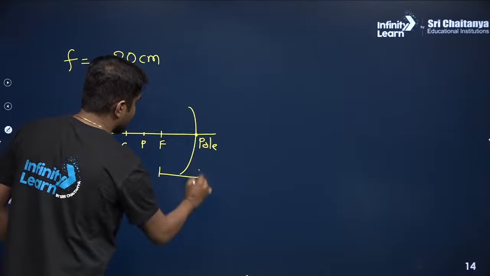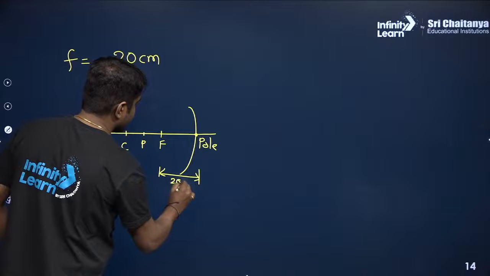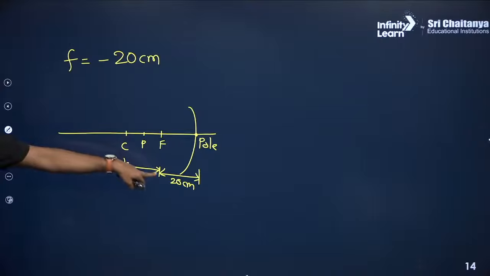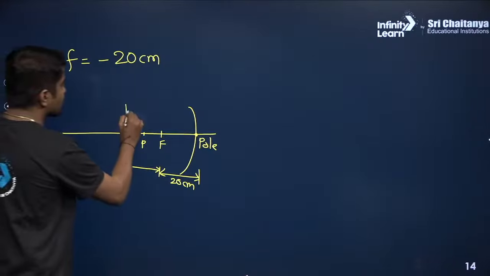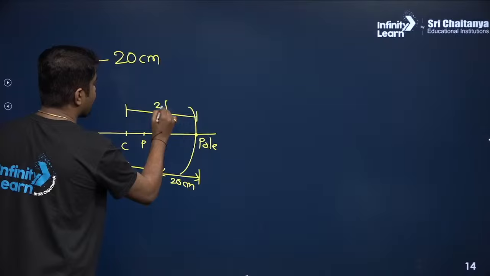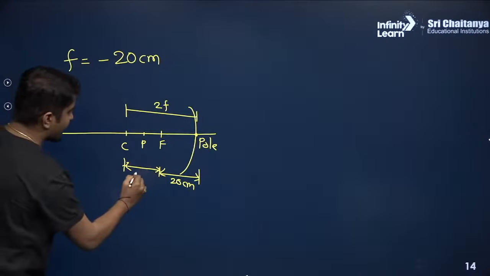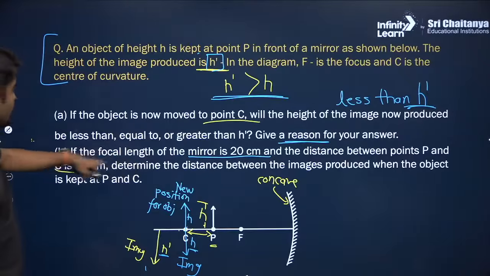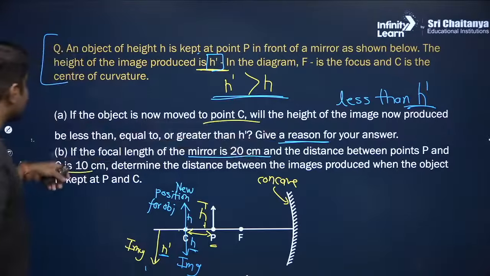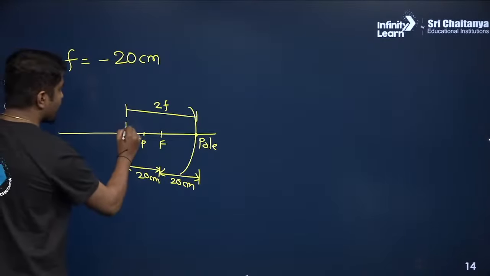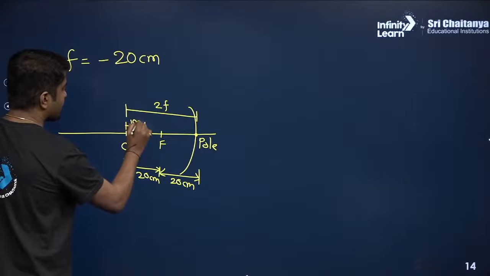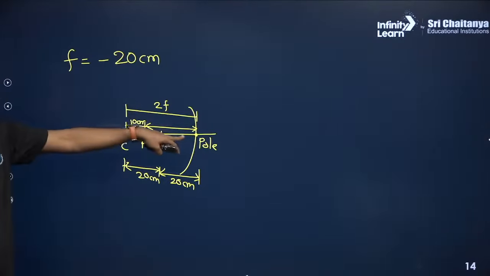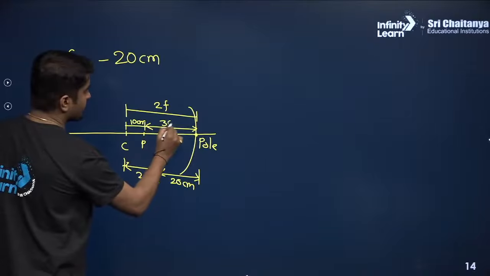This distance is given as 20 centimeter. And distance between C and F is also equal to 20 centimeter. Why? Because this total distance is 2 times F. So this distance between C and F is also 20 centimeter. And what was given is that the distance between P and C is 10 centimeter. So what will be this total distance? This total distance is going to be 30 centimeter.